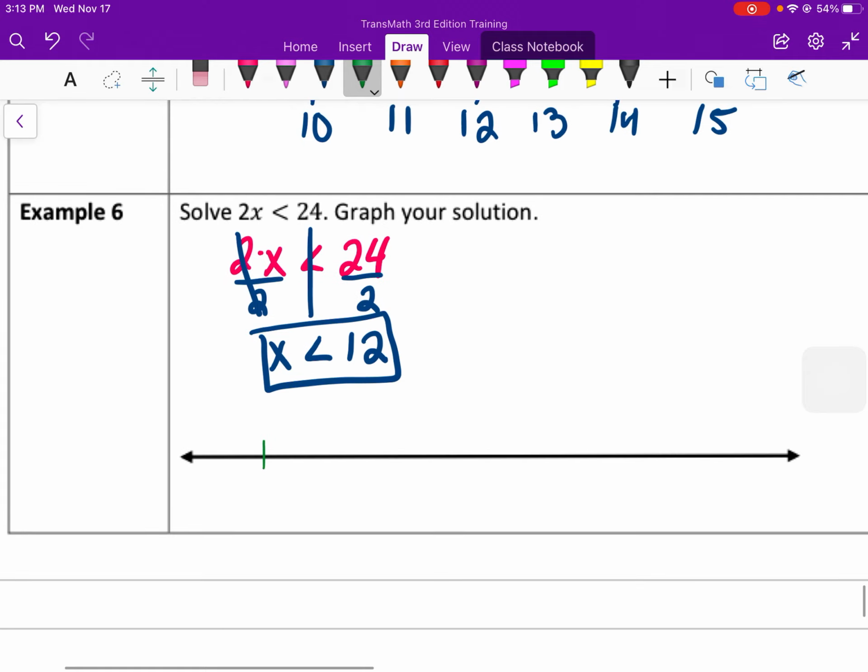Let's see. 10, 11, 12, 13, 14. This time it is just less than. There is no equal to sign below. So I'm just going to have an open circle at 12, and I'm going to be going to the left for that one.